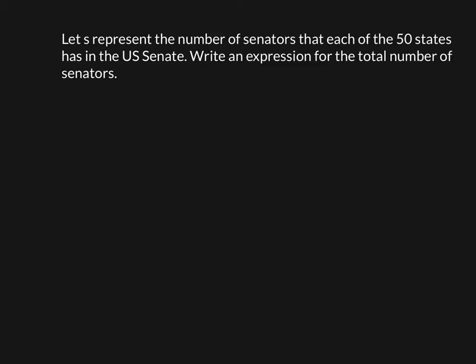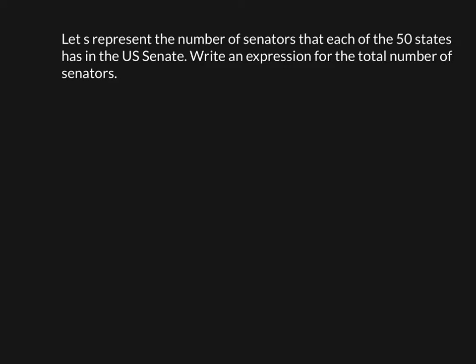Let S represent the number of senators that each of the 50 states has in the United States. Write an expression for the total number of senators in all of the United States. So when we look at this, we could say, oh, well, maybe each state has 3 senators. Maybe each state has 5 senators. We don't know how many senators each state has.